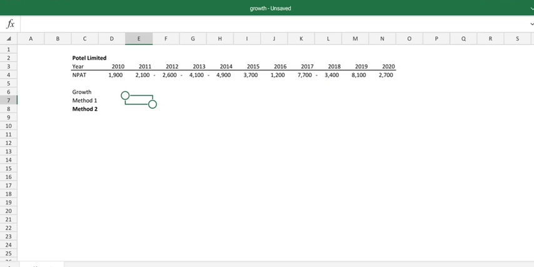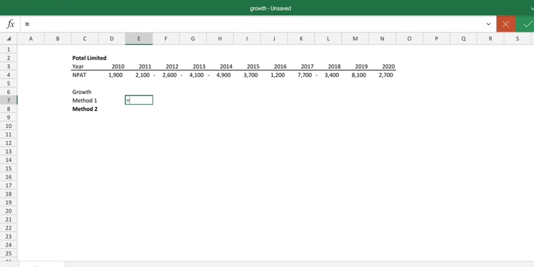We are focusing on how to calculate growth in a correct way using the absolute function in Excel. We're going to use the data from a company called Potel Limited, where we have the net profit after tax, which is the bottom line from the profit and loss account. So we are going to use two methods.